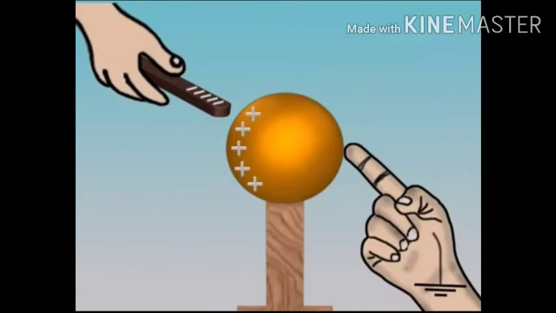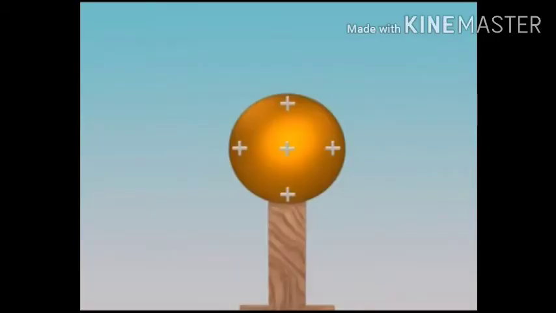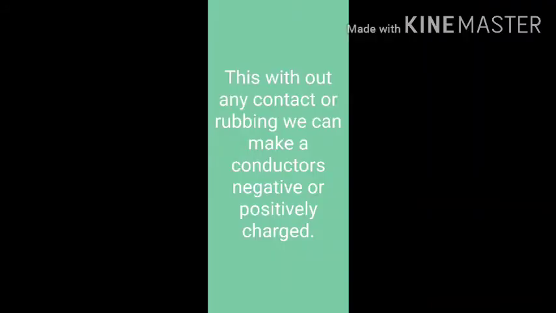Step 3, when the negatively charged end is touched with a finger or grounded, then the negative charge will flow out. Only positive charge remains on the sphere. Step 4, the positive charge is now equally distributed throughout the sphere. So the conducting sphere becomes positively charged. Thus, without any contact or rubbing, we can make a conductor negatively or positively charged.